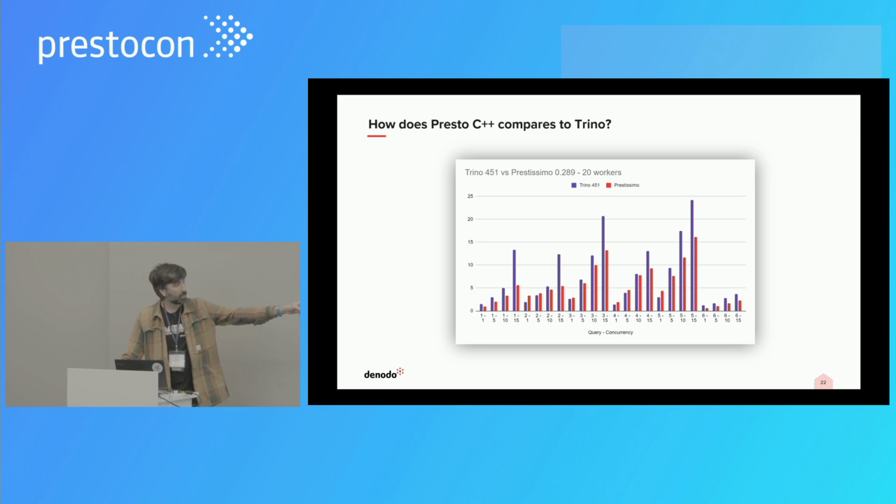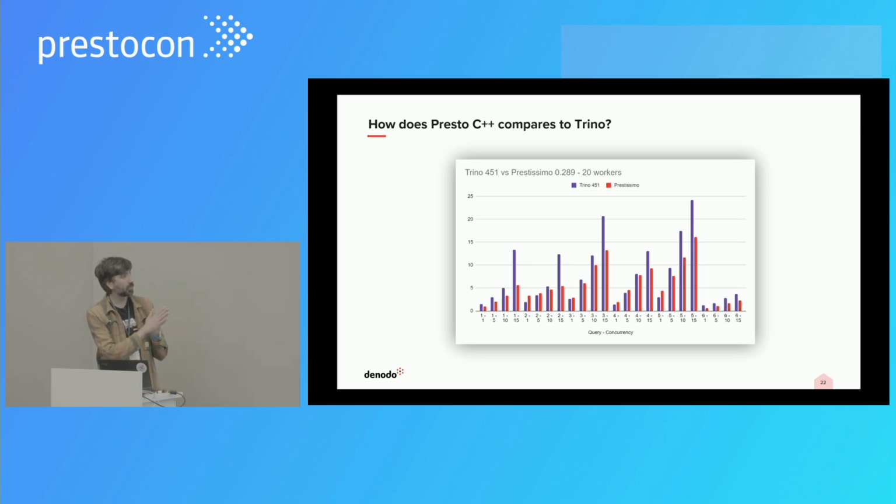And this is the same idea of the 1, 5, 10, 15. You can see that in general, Prestissimo with 1 is a little faster, but you won't see a huge difference. But when you get into concurrency, that's where it shows, and you see Prestissimo or Presto C++ is the red bar. It still gets you to 2-3 times faster performance than Trino at those levels of concurrency. Again, if you add to that the history-based optimizer, I think the difference can be quite significant.